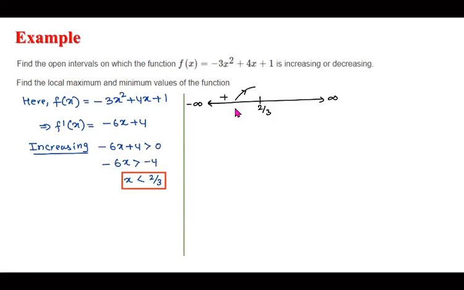Now let's see where it is decreasing. For the function to be decreasing, the derivative must be negative. So -6x + 4 is the derivative. That must be less than 0. Now, if you subtract 4 on both sides, we get -6x is less than -4. And if we divide by -6 on both sides and reduce the fraction, we get x is greater than 2/3. That means for the values of x more than 2/3, the function is decreasing.